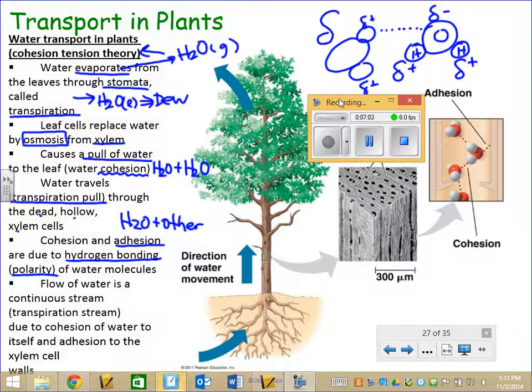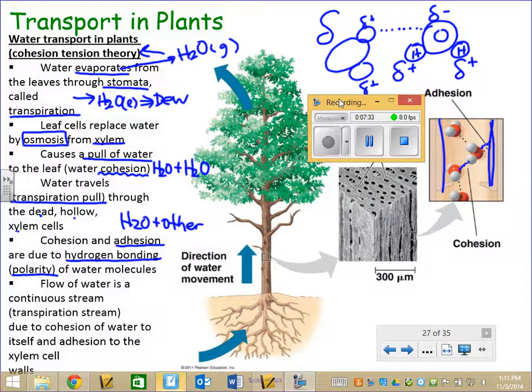The idea is that water is polar. Polar means that you have a positive side and a negative side. Since water has both, it can be attracted to other water molecules or any other type of molecule that has a positive and a negative side. So in this picture, adhesion is showing water molecules being attracted to the wall of xylem, and cohesion is showing water molecules attracted to each other.